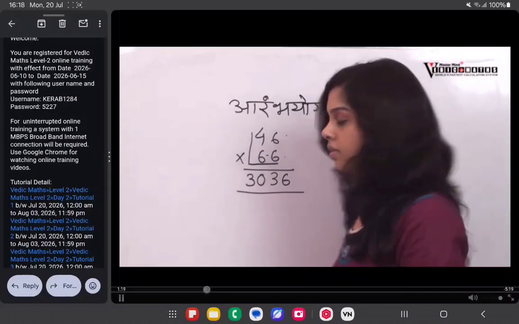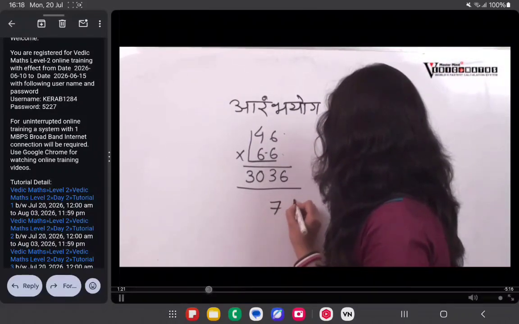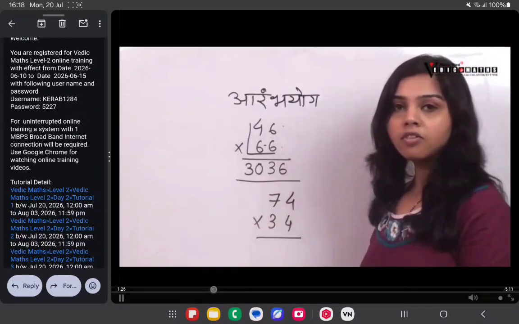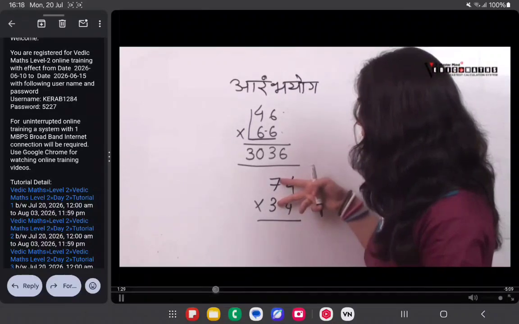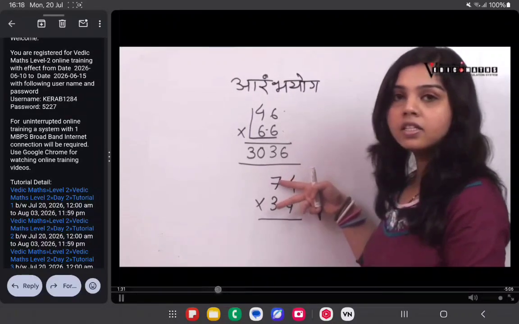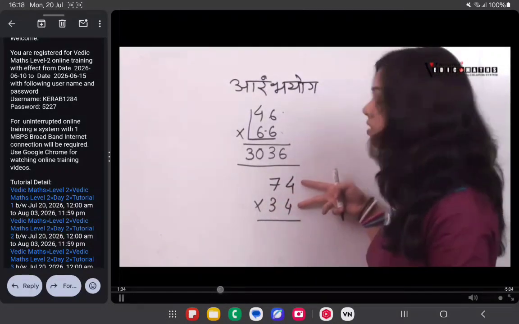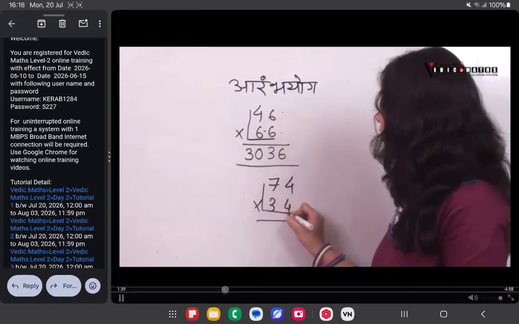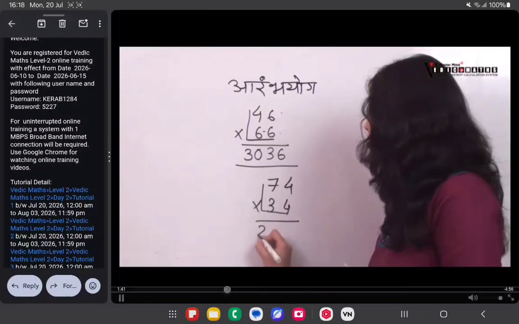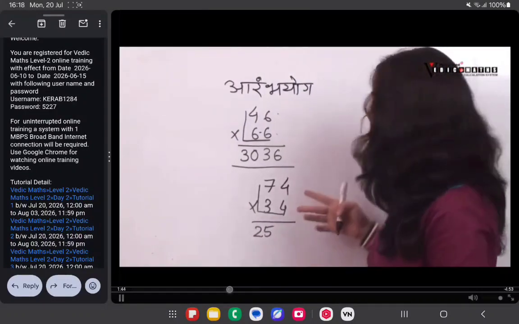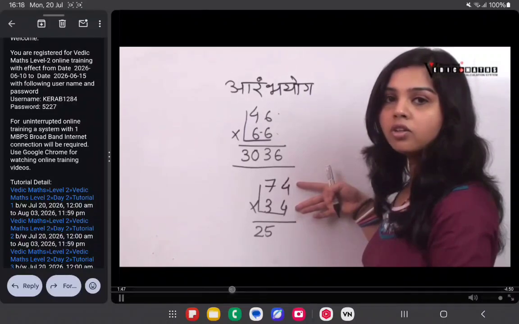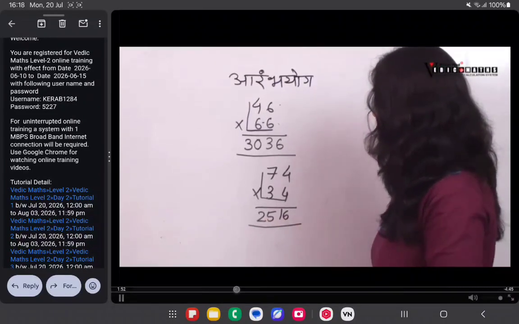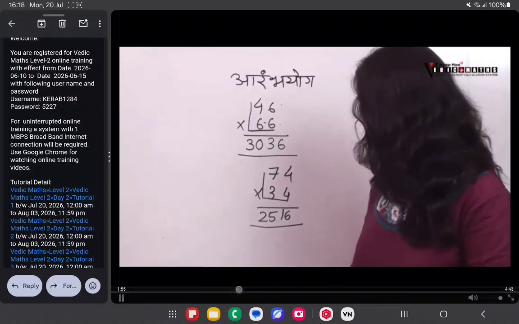Let's take another example. 74 into 34. Here we can see the sum of the first digits, 7 and 3, is 10. 7 plus 3 is 10, and the last digits are equal. So the process is 7 into 3, 21. 21 plus 4 is 25. This is 25, and the multiplication of these two digits, 4 into 4, is 16. So our final answer is 2516.